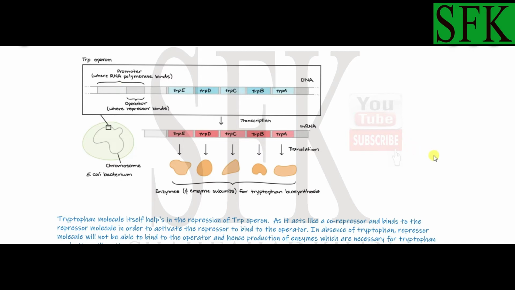Okay, so this is one way tryptophan regulates the expression of the trp operon. And if tryptophan is scarce, then it will not be able to bind to the repressor molecule and activate it, and so the operator site will become empty. If it is empty, then the RNA polymerase will come and bind to the promoter region and initiate the transcription of these structural genes.